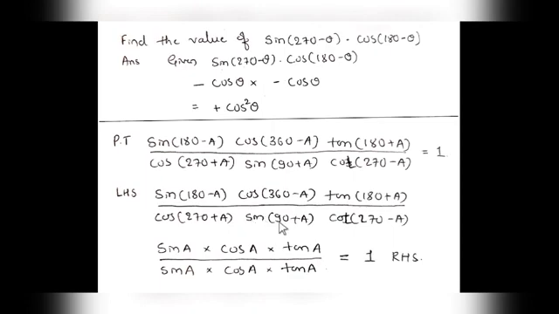Sine will change because of this 90 plus or minus theta, and sine will become cos A into cot 270 minus A. 270 minus A is in the third quadrant. In the third quadrant cot is positive. Cot will change due to this angle, so cot will become tan A. Now if I cancel all these things, I'll get 1. Hence proved the RHS.